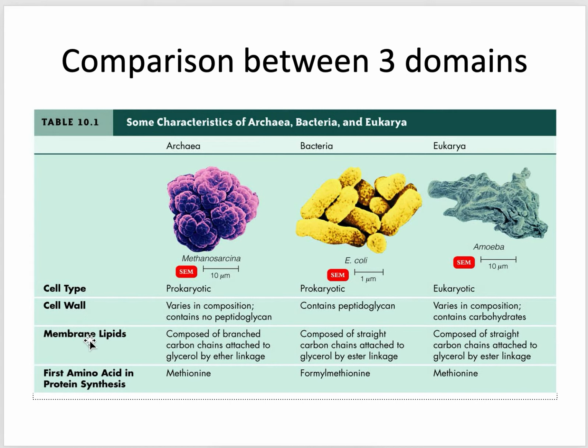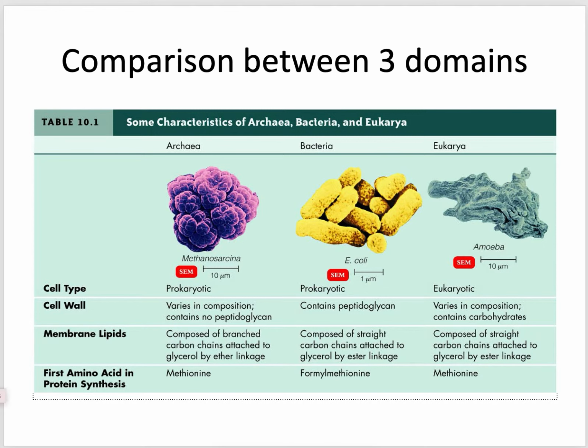If we then think about the membrane lipids, archaea are composed of branched carbon chains attached to glycerol by ether linkage. But in bacteria, the membrane lipids are composed of straight carbon chains attached to glycerol by ester linkage. Ether linkage, ester linkage. And in eukarya, the membrane lipids are also composed of straight carbon chains attached to glycerol by ester linkage. The first amino acid in protein synthesis: in archaea, methionine; in bacteria, formyl methionine; in eukarya, methionine.